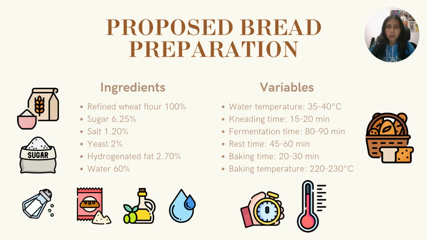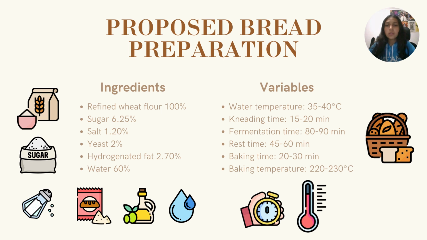Now we are going to talk about the proposed bread preparation to obtain more optimal results. According to the literature, the amount of ingredients necessary to make optimal bread in terms of appearance, texture, hardness, volume, flavor, smell, and moisture of the crumb is expressed as a percentage of the flour used. Taking into account that the flour corresponds to 100%, we need to add 6.25% of sugar, 1.20% of salt, 2% of yeast, 2.7% of hydrogenated fat, and 60% of water. This way, you can ensure a properly hydrated dough that can be easily handled and is quite elastic.